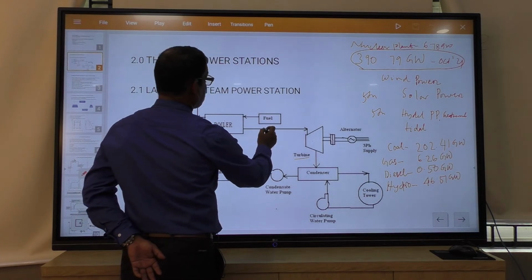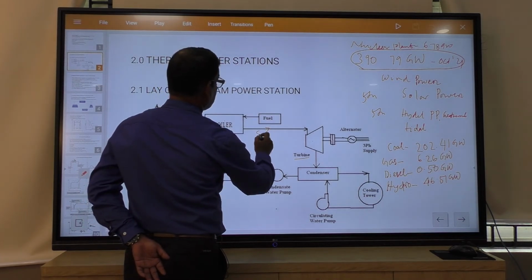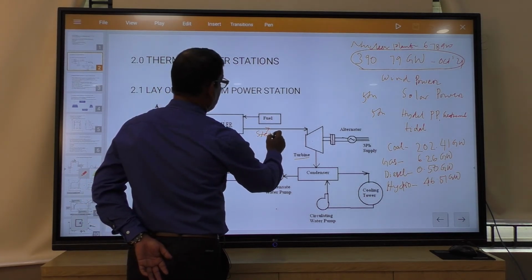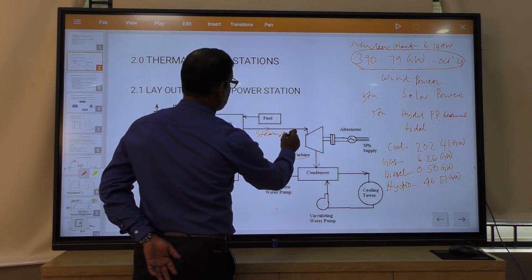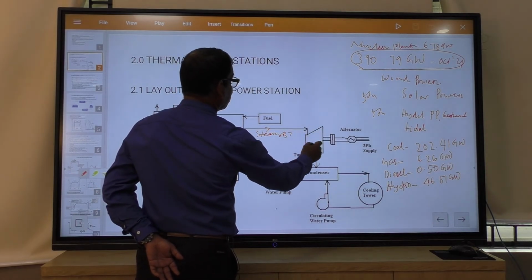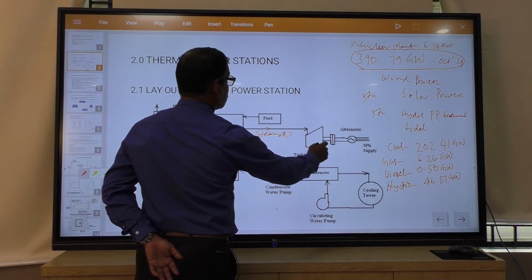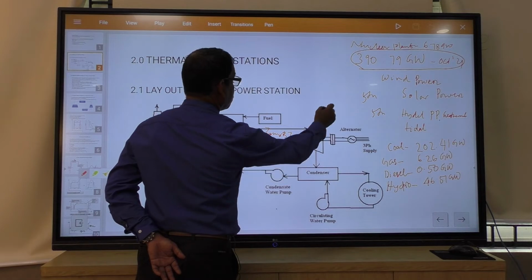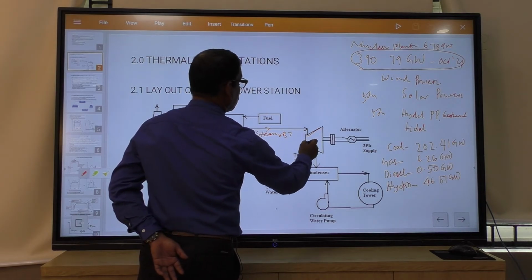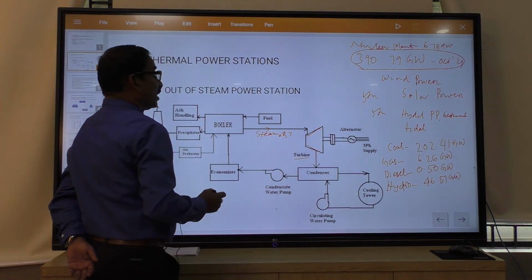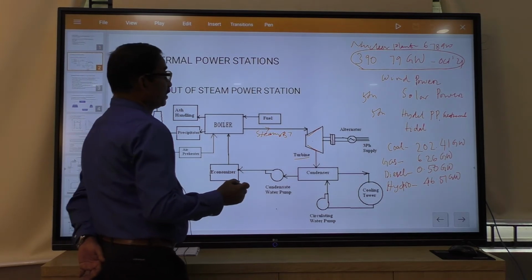The boiler produces steam. Here the steam at high pressure and high temperature enters into the turbine, and after expansion, this is the symbol of expansion, that means volume increases in this manner, and we get the work done.